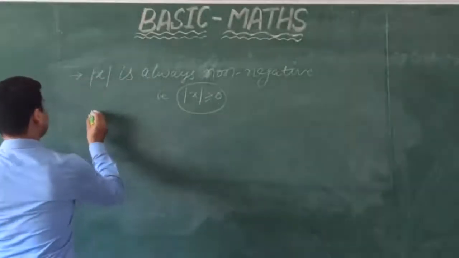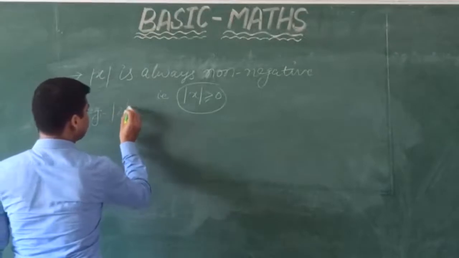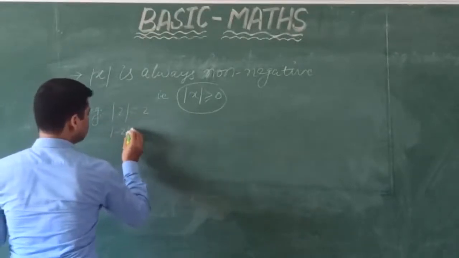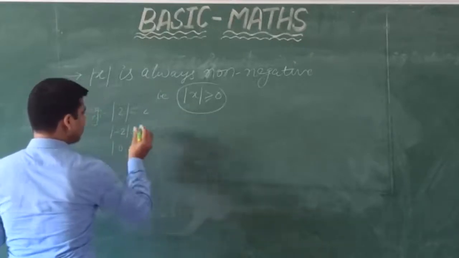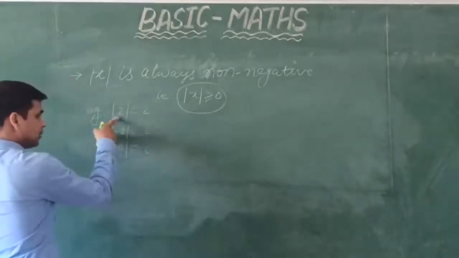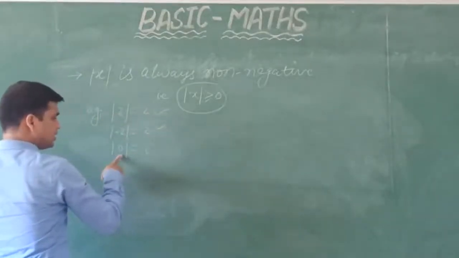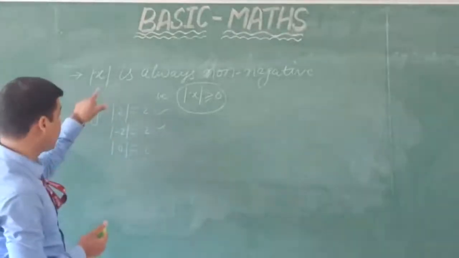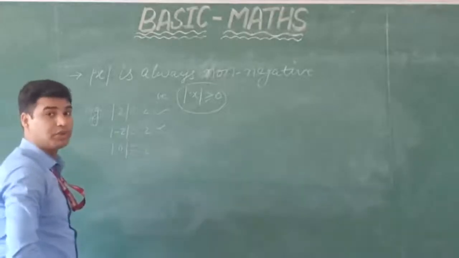See this here, suppose I put 2 instead of x. What is the mod of 2 value? 2. If I ask mod of minus 2, so plus 2. If I ask mod of 0, we get 0. Either we put negative or positive, we get a positive value. When we put 0, we get 0, which means this quantity is non-negative. Mod of x is a non-negative quantity. Non-negative means greater than or equal to 0.